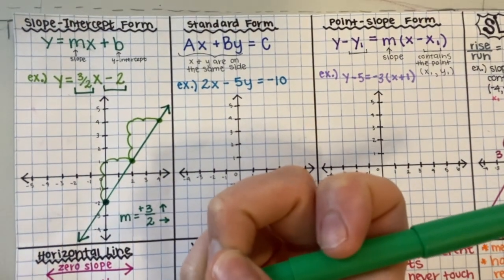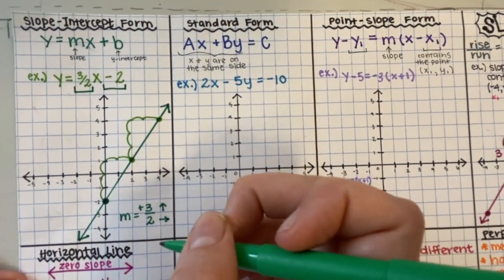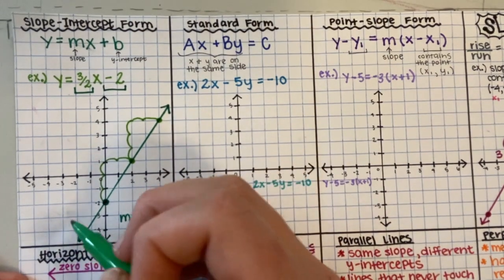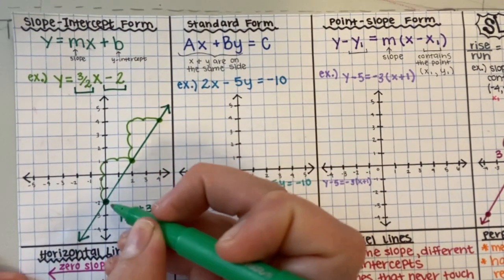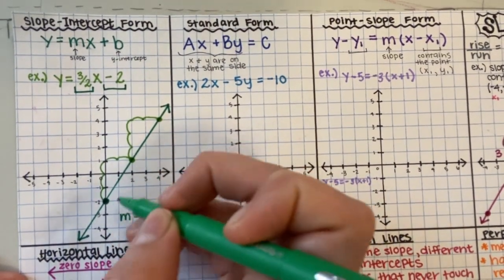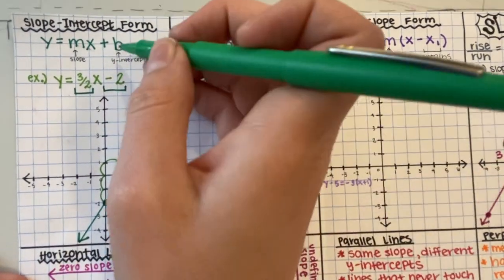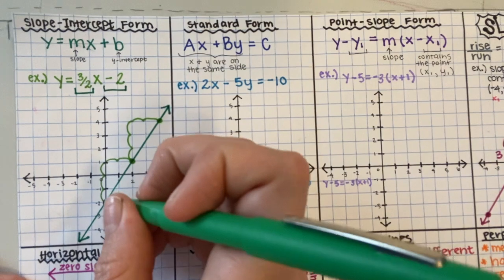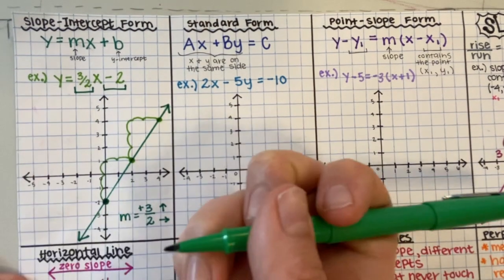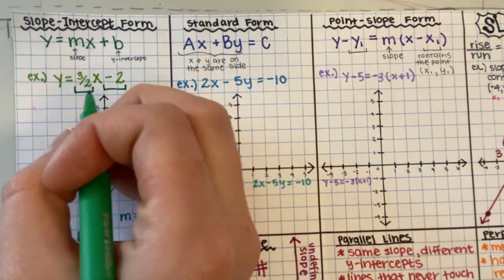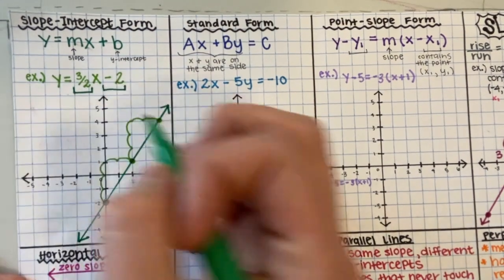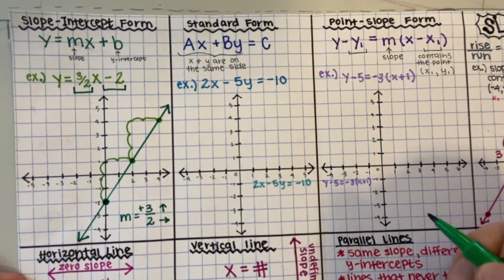And it's easy to write an equation in slope-intercept form given a graph because all you need to do is look at the y-intercept. So I'm looking where this line is crossing my y-axis. That's going to be my b. And then I would find my slope like we did earlier in this video. And that's going to be m. That's going to be what's attached to our x.